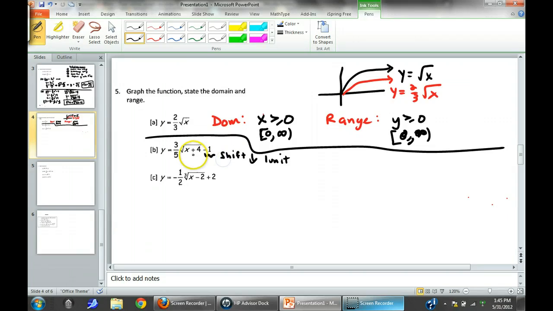The plus 4 would represent a shift to the left 4, not right. When it's happening with x, it's counterintuitive to what you would think. So we shift left 4 units. And the 3/5 does the same thing as the 2/3 did, because it is less than 1. It will vertically compress.